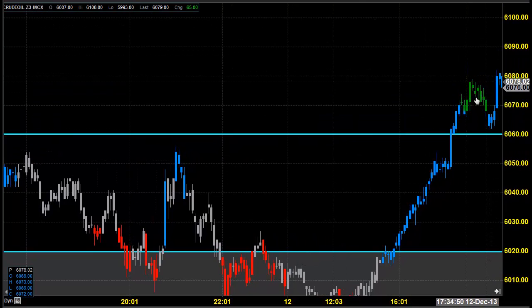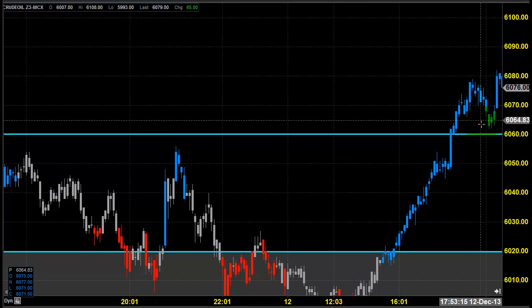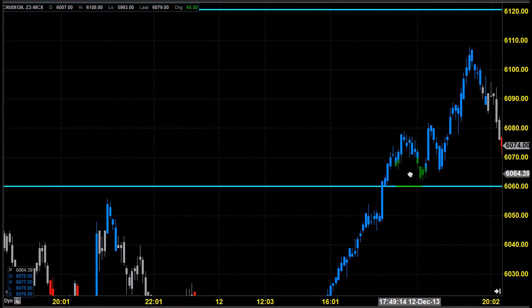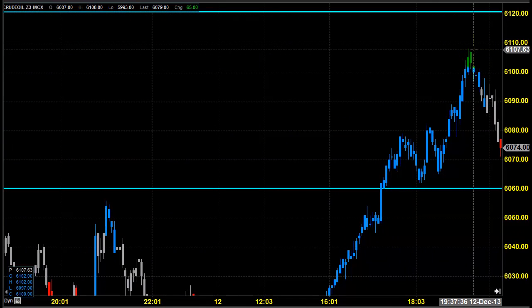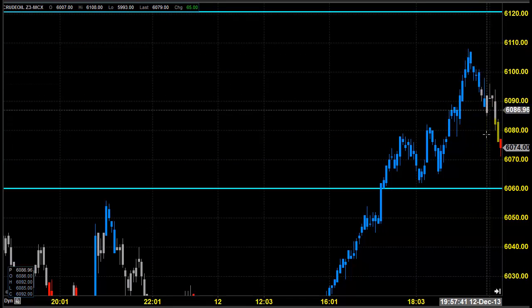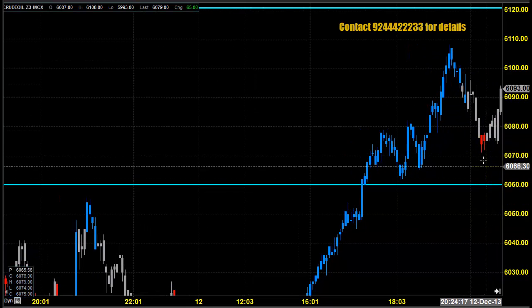The price went up, again came down and tested the 6060 zone. Then there was a continuous pullback towards 6110. From that the price again fell down to test the 6060 zone.